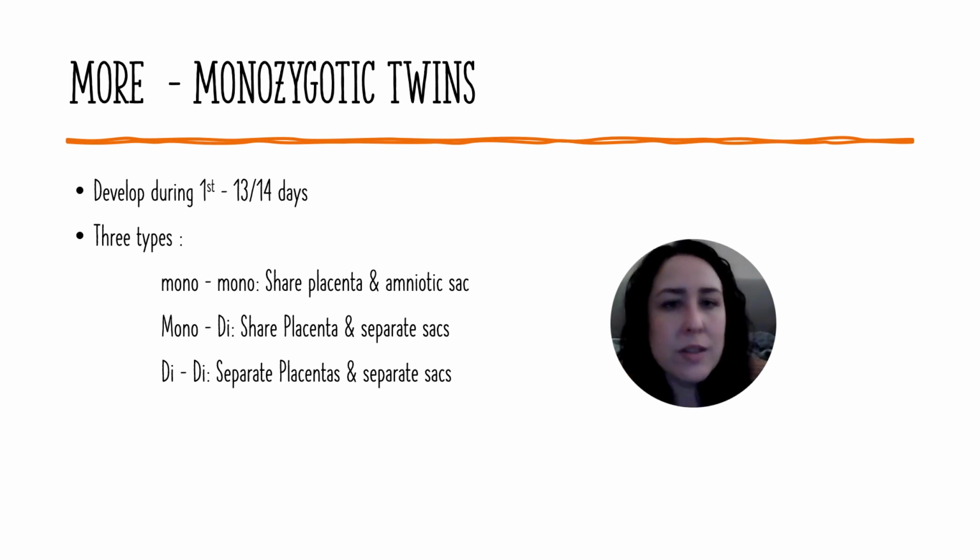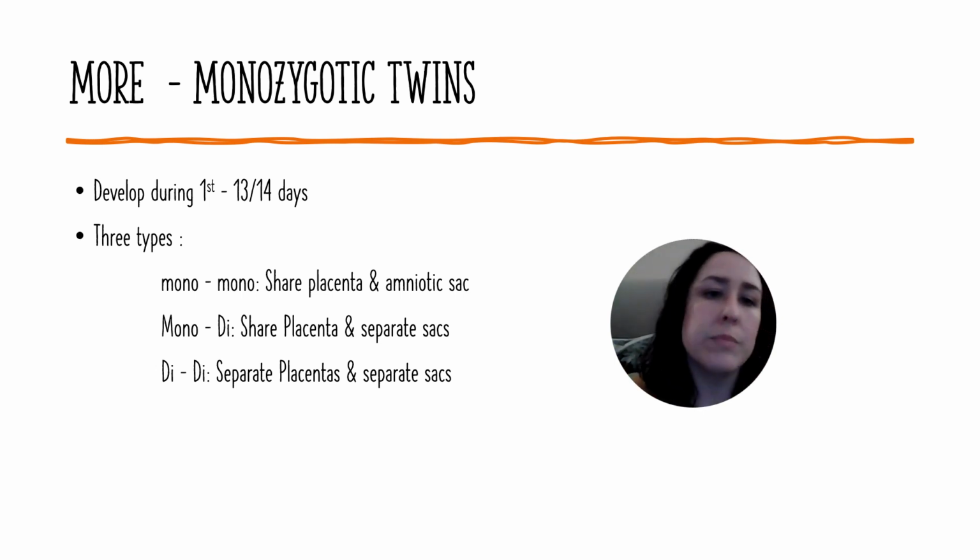More things about identical twins. Twins do develop during the first 13 to 14 days. Some say 13, some say 14 days. There are actually three types of identical twins. The mono-mono, they share the placenta and the same amniotic sac. Mono-di, they share one placenta but are in two separate sacs. And then di-di, they have separate placentas and separate sacs, which those ones are mistaken to be fraternal twins. But if they do any kind of genetic marker looking into their genes, they can determine whether or not they are actually identical twins.